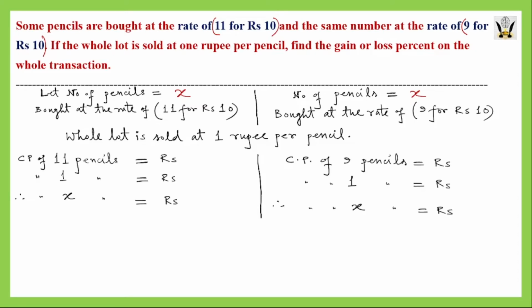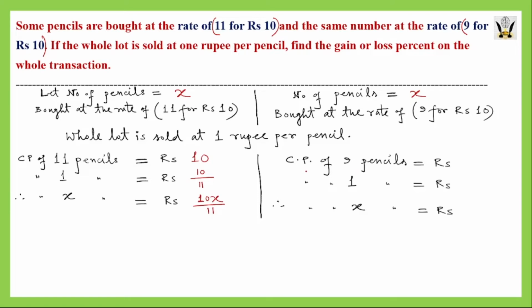So for the first lot, when it was bought at the rate of 11 for rupees 10, that means the cost price of 11 pencils is rupees 10. 11 pencils are bought at rupees 10, that's the rate. So the cost price of one pencil will be 10 divided by 11, and how many pencils do we have? X. So the cost price of X pencils will be 10x divided by 11. Simple.